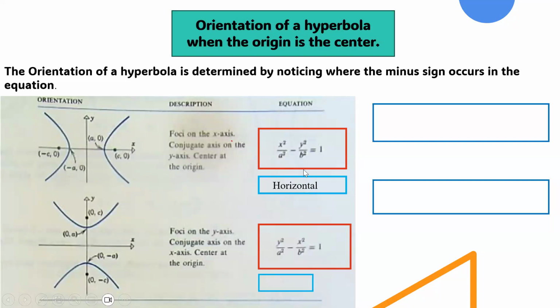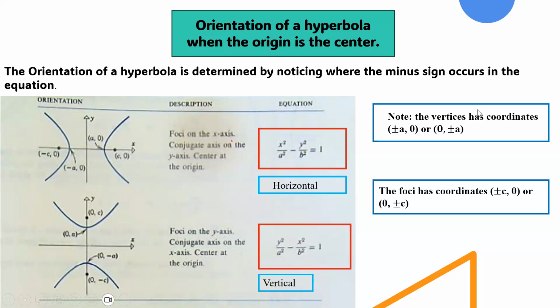So in this case, you can see the difference here. The minus sign was in front of the y². Now it's in front of the x². So when our y² term is positive, we will have a vertically oriented hyperbola. Now we must note that the vertices have coordinates (±a, 0) or (0, ±a). Now for this hyperbola here, y is plus or minus a. So a is our vertex.